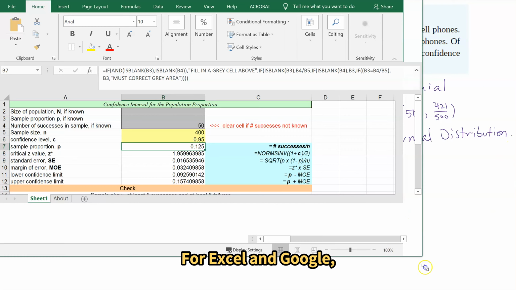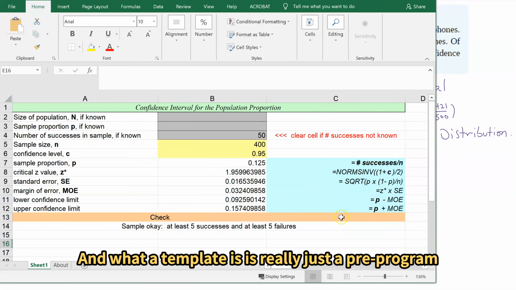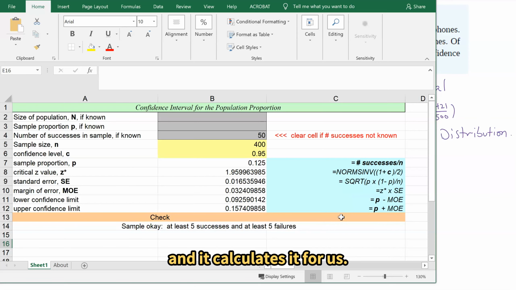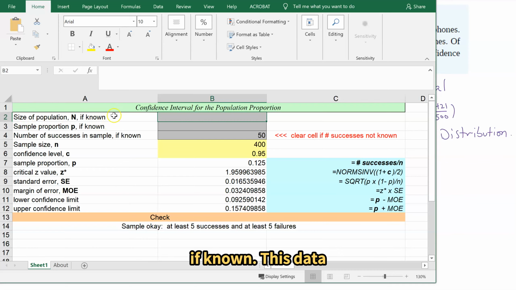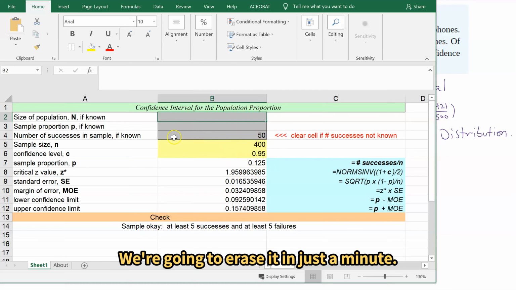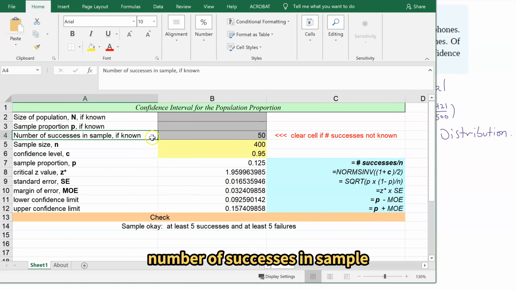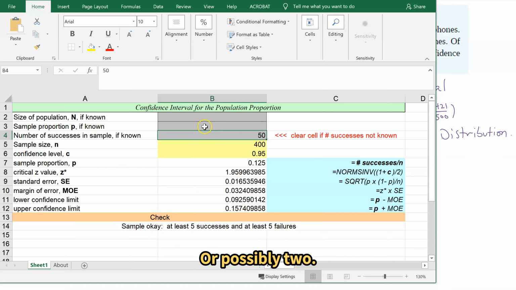For Excel and Google, we're going to use a template instead. And a template is really just a pre-programmed situation where we just enter in values and it calculates it for us. If you grab this template from the links online, you can see size of population n, if known. This data in here is previous data. It's junk. We're going to erase it in just a minute. Sample proportion p, if known. Number of successes in sample, if known. So we'll have one of these three filled in, or possibly two.